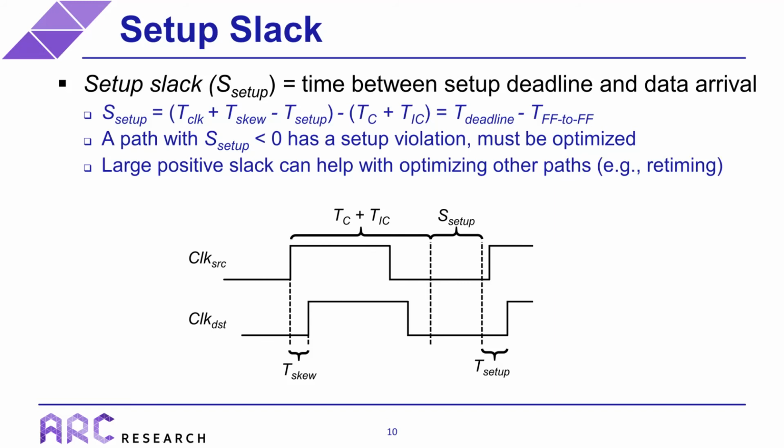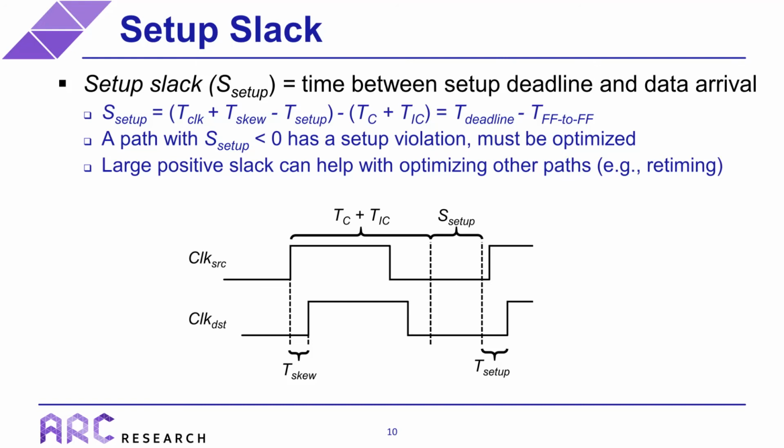So when the setup slack is less than 0, or is negative, for a given path, this means that this particular path has a setup violation and has to be optimized. Now, a positive slack means that that path meets timing constraints, but it is important to realize that there still might be benefits to further optimizing that path.